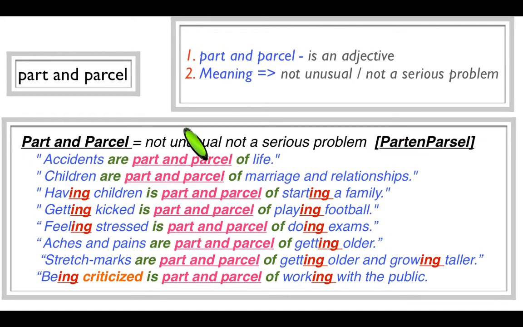Accidents are part and parcel of life. Children are part and parcel of marriage and relationships. Having children is part and parcel of starting a family. So that's an interesting thing there. Children are part and parcel of marriage, but having children is part and parcel.